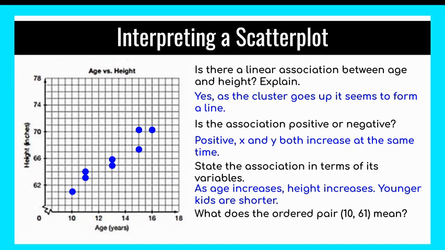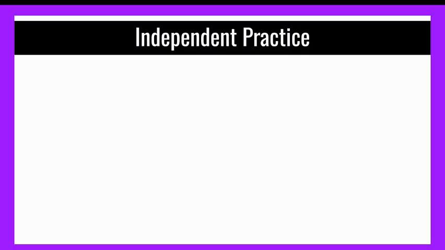So what does the ordered pair (10, 61) mean? Well, I'm basically asking you again to state this value in terms of its scale, in terms of the variables that we're using for X and Y. So here, in (10, 61), 10 is the X value, so that's the age, and 61 is the height, which is the Y value. So I'm saying at 10 years old, the student was 61 inches tall. You need to be able to relate in words what the ordered pair means. You're basically describing what the ordered pair means using the labels of the graph.